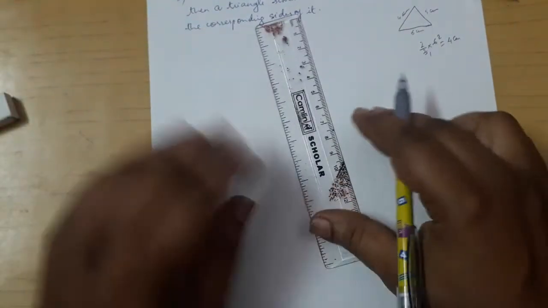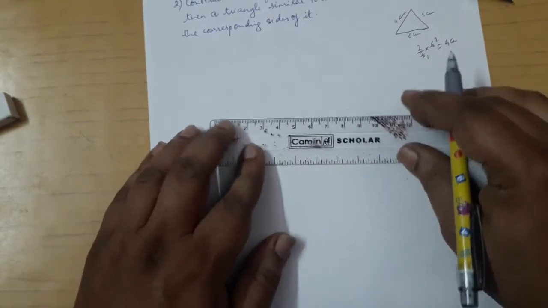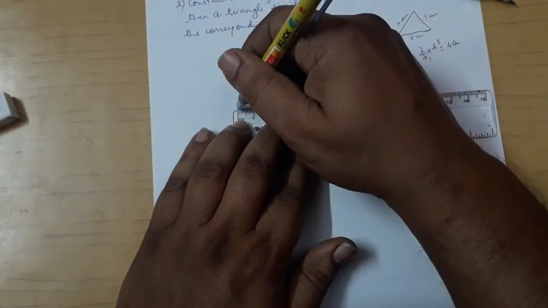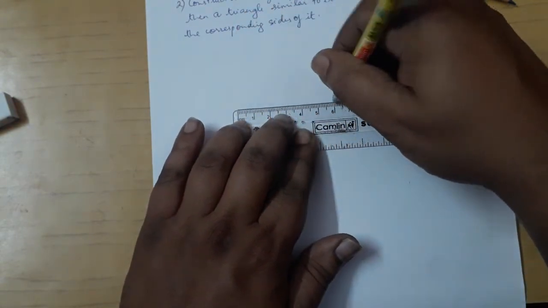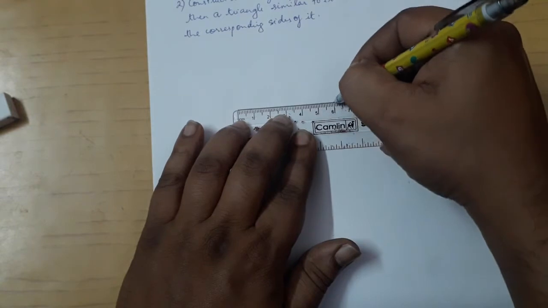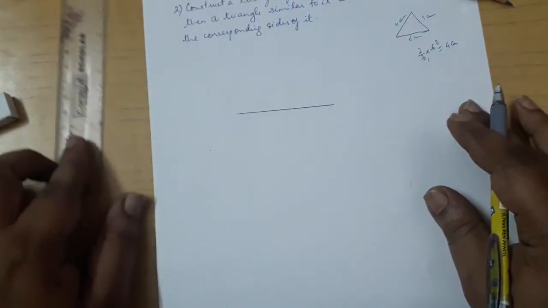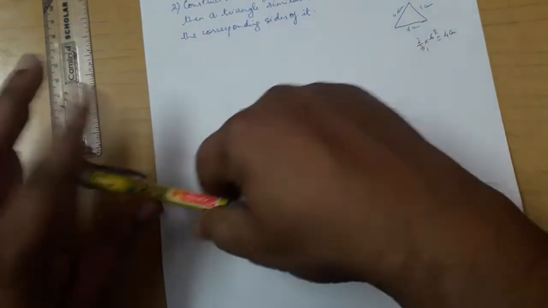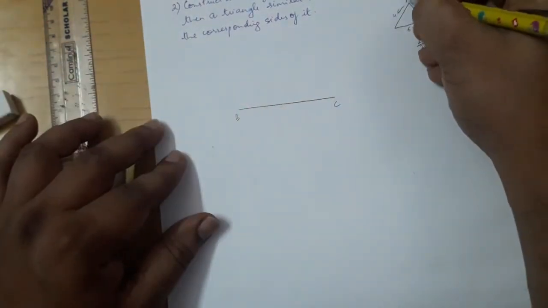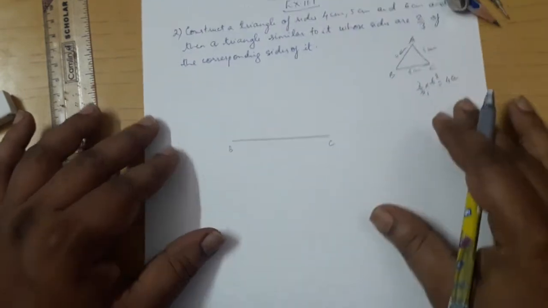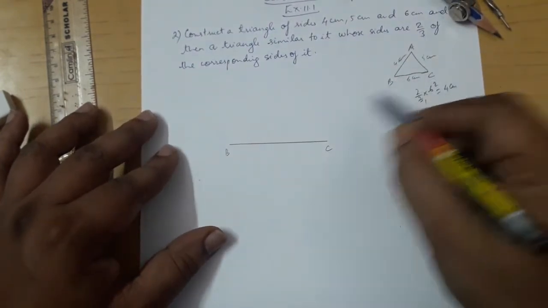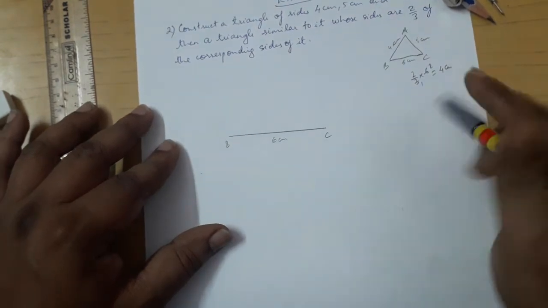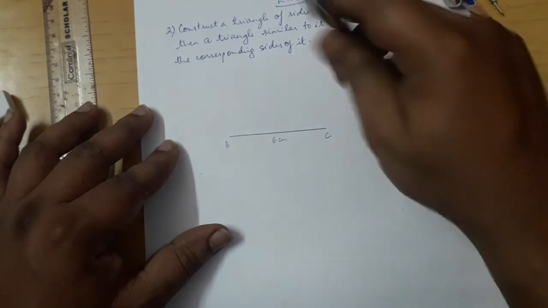So it says 6 centimeters. So we'll construct 6 centimeters first. From here to here we have this line 6 centimeters. Okay, we'll give this a name BC, and then if we can say this is ABC out here, and BC we have constructed as 6 centimeters. This is 6 centimeters. Then what we'll do is we'll construct AB 4 centimeters.